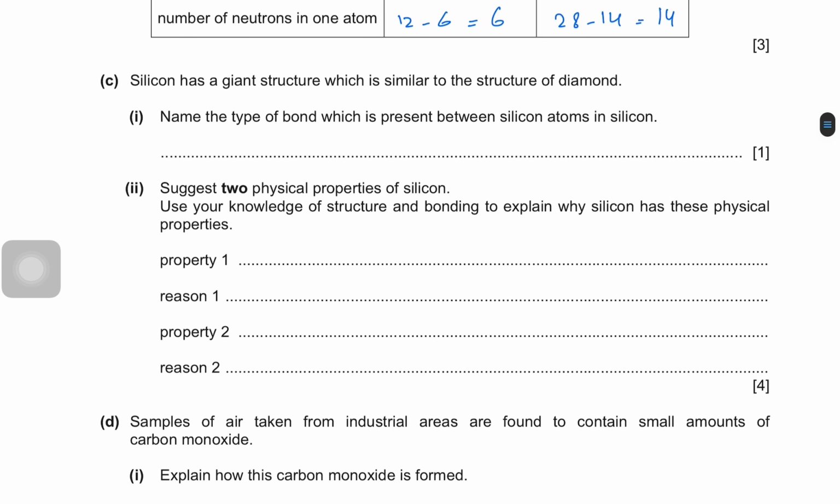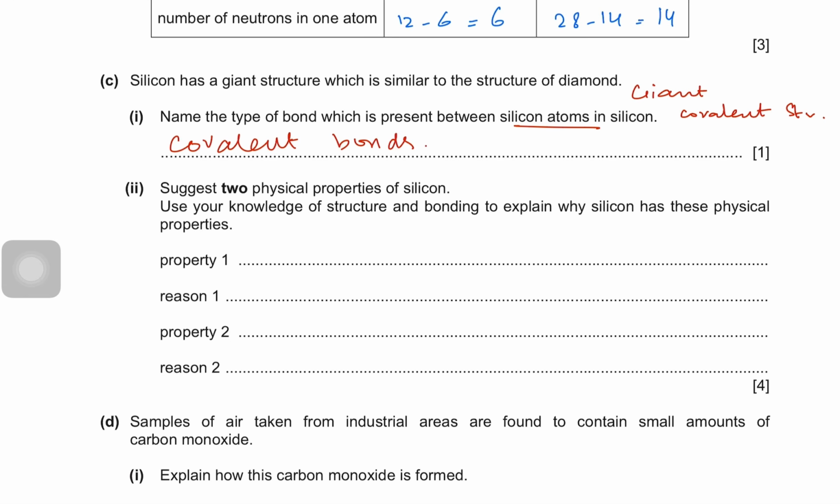Name the type of bond which is present between silicon atoms in silicon. Silicon, you should know, represents a giant covalent structure, so you will say covalent bonds are here.